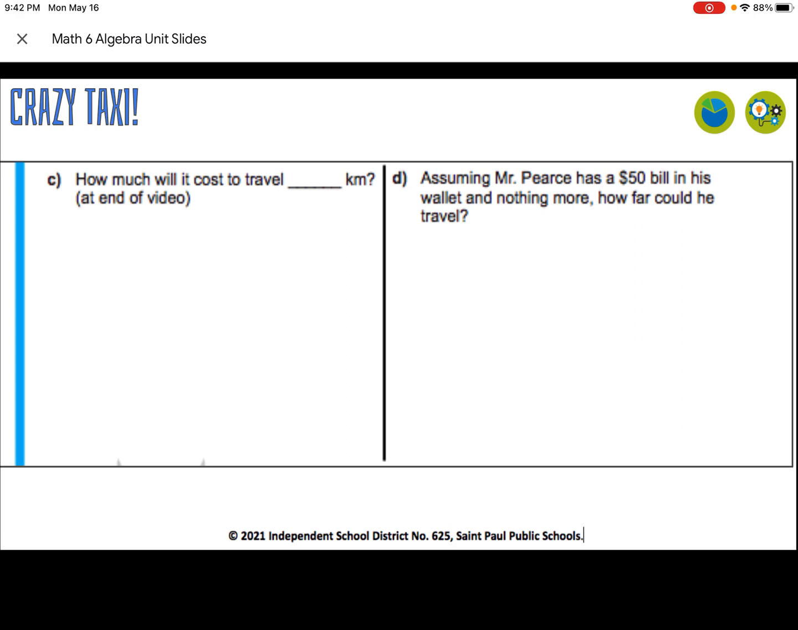I don't know why anyone would want to be in that taxi for that long, but if he really needed to get somewhere and was desperate, I guess you could go in the crazy taxi ride. Although some of you might like that taxi ride, I would not. So figure out how much it will cost to travel 30 kilometers, all right?